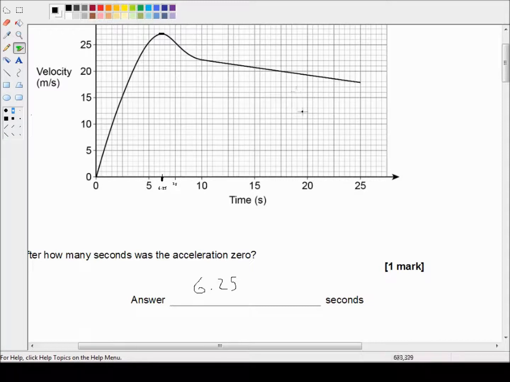We're looking for the last 15 seconds, so we're taking 15 seconds away from 25 seconds, so that's 10 seconds. So we're looking at basically this area here. And they've very nicely given us a nice straight line here. So this is like a trapezium, isn't it?